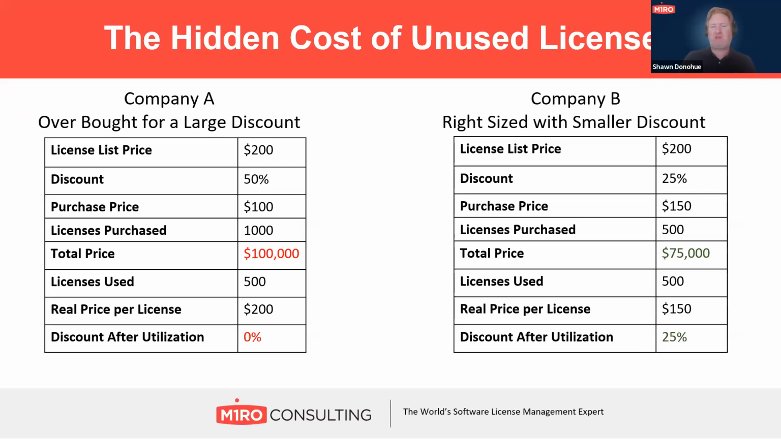But let's say that the conservative estimate was the more correct one. Well, both companies only ever ended up using 500 licenses. And let me tell you, most of the time we see a range of estimation when a company's trying to decide, should I buy more or fewer licenses? They would have almost always done better buying less. And that's one of the reasons we put this together, because that's what happens a lot of the time.